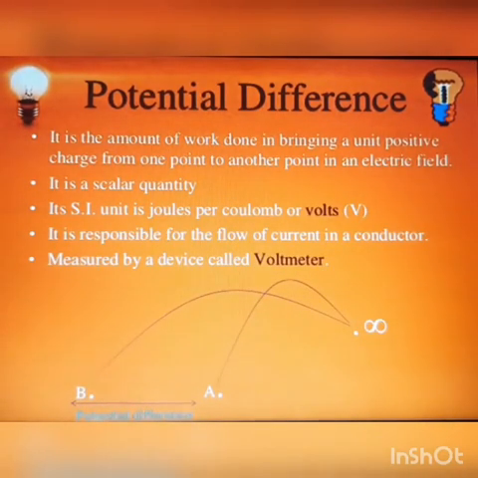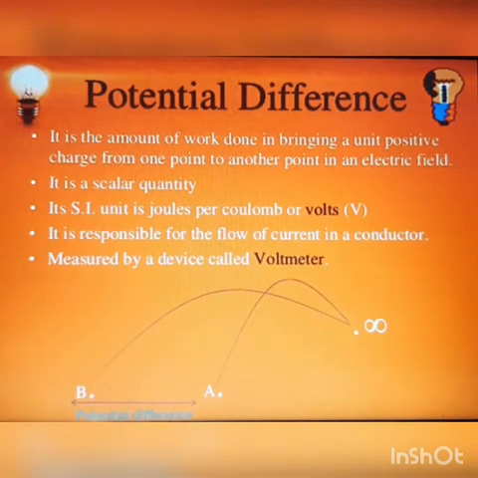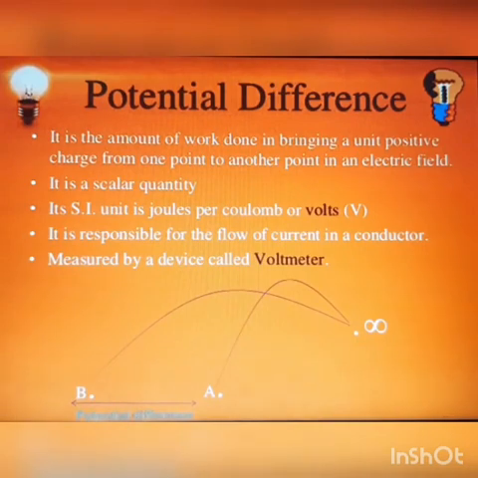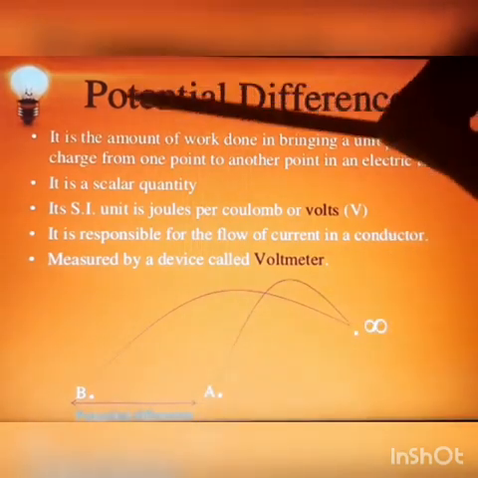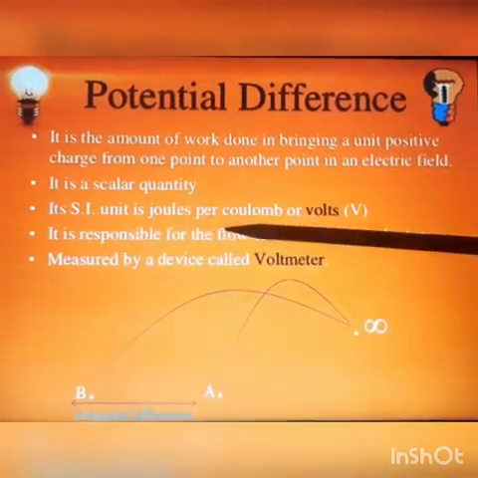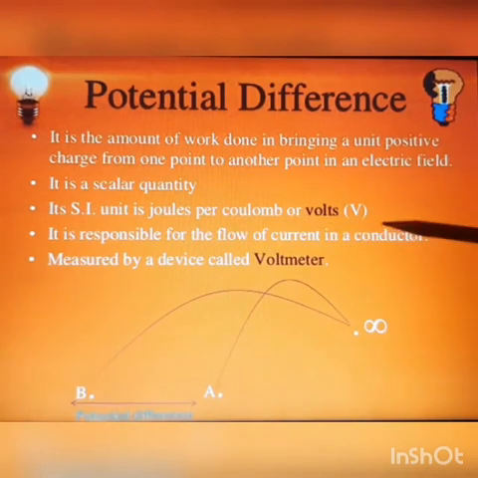Similarly, as water does not flow if there is no difference in level of water in both places, electricity does not flow if there is no potential difference. So we can say potential difference is responsible for the flow of current in a conductor. This potential difference can be measured with the help of a voltmeter. A voltmeter is a device which measures the potential difference between 2 points.